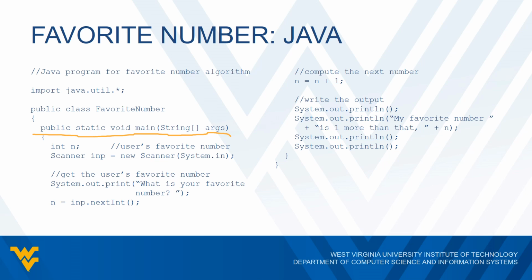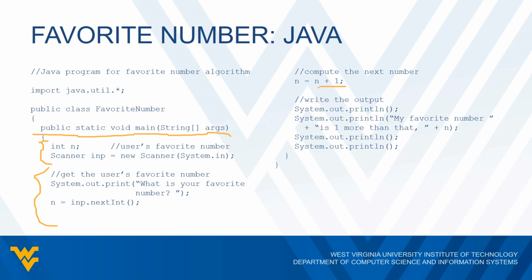So we actually declare two different variables here, and that's all done right here. The int n is how we would declare our n variable, which is going to store the favorite number. And then we have this Scanner inp, which is going to be used to handle our input. Then we have this section down here, which takes care of asking the user for the favorite number. System.out.print handles writing stuff to the monitor. So we're going to ask what's the favorite number. inp.nextInt will take care of inputting an integer and storing that in n.